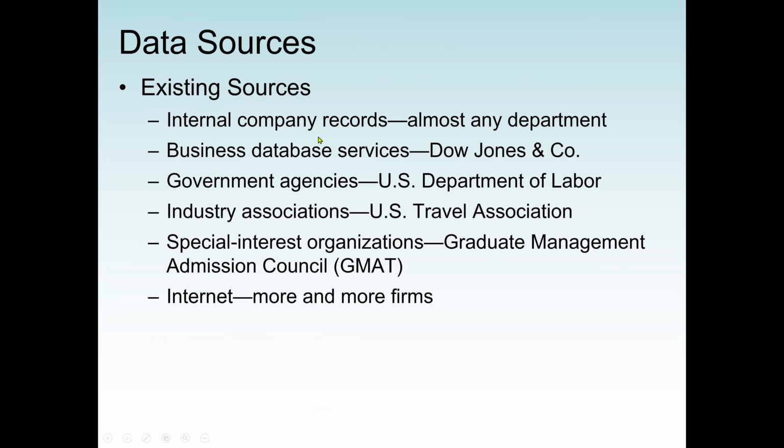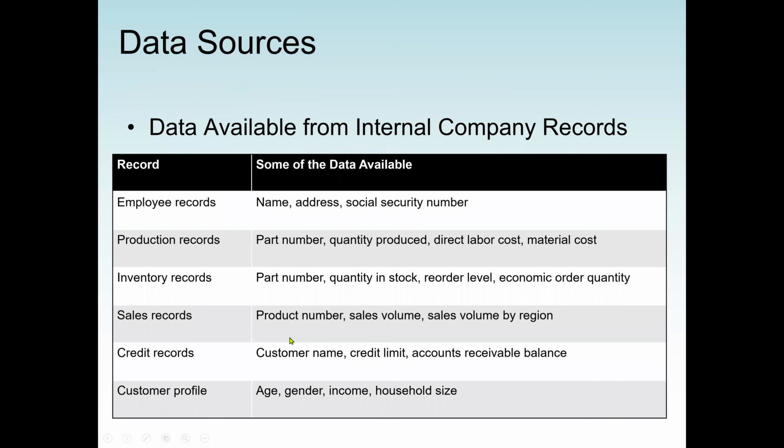Examples will be the internal company records, business database services, government agencies, industrial associations, special interest organizations, and of course the internet. There are so many sources. Most of all these data again will be online.